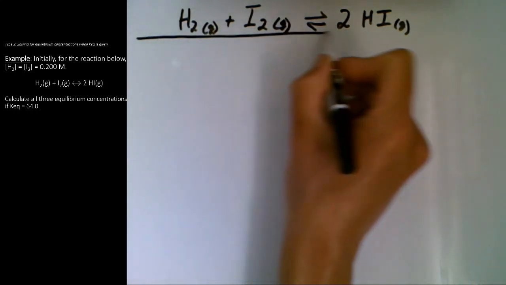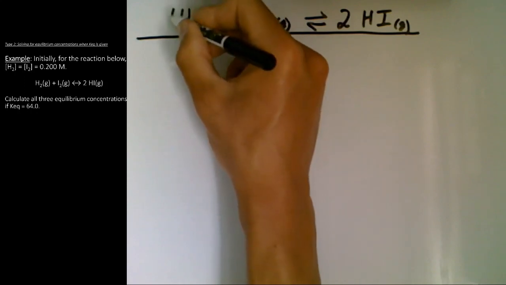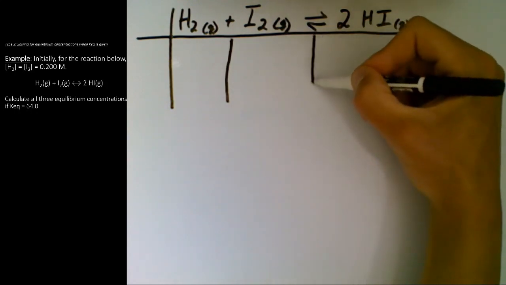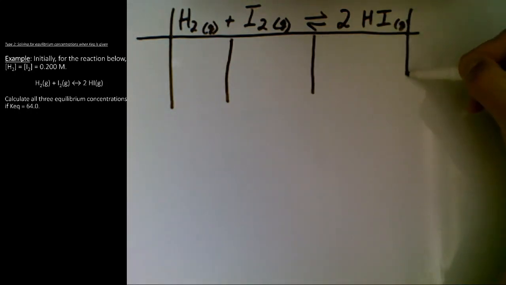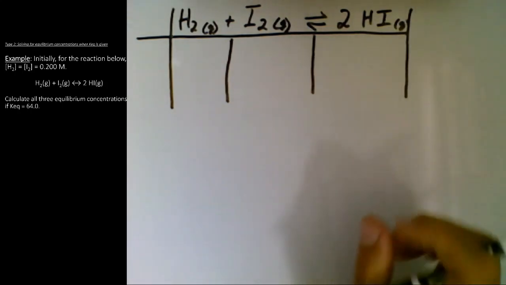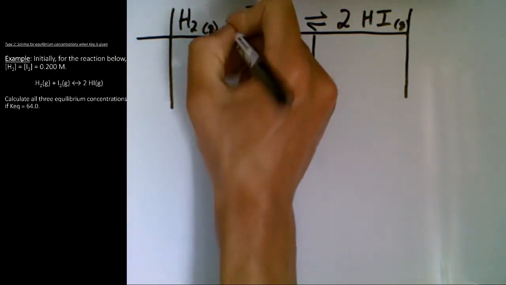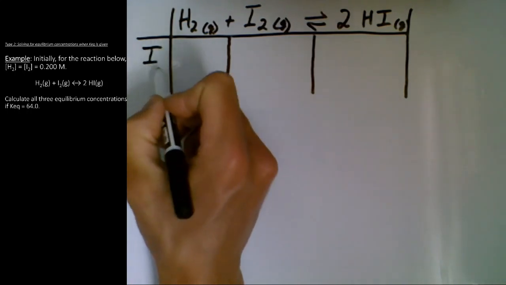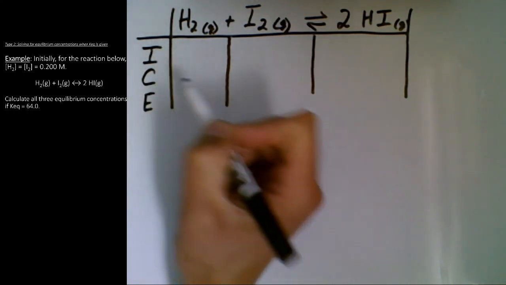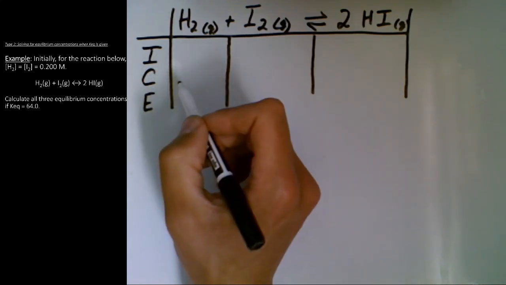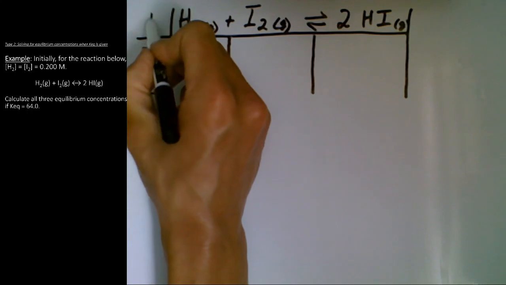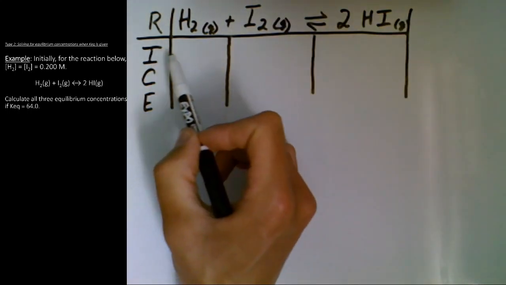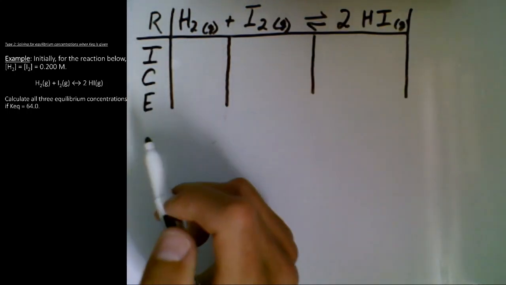From there, we're going to create our icebox. So we're going to create a table giving a column for each of the substances, and then we're going to use this to help us solve our final concentrations. I'm just going to straighten this line out. There we go. Okay, so remember, we want a row for I, a row for C, and a row for E. So initial, change, equilibrium. You may sometimes actually see people write this as a rice box, meaning reaction, initial, change, equilibrium.